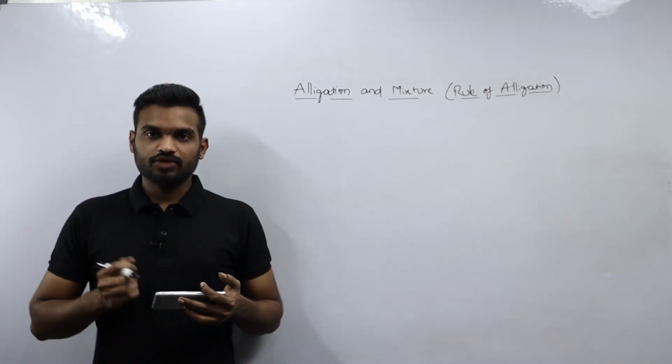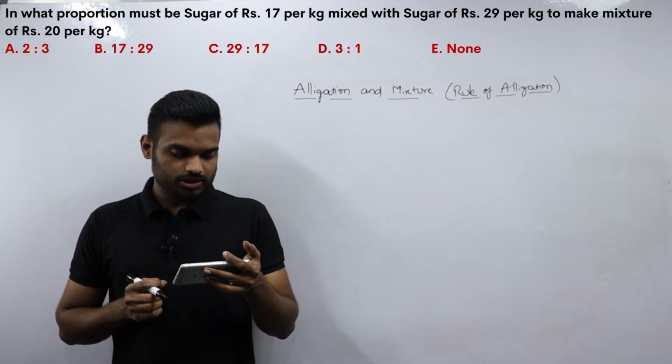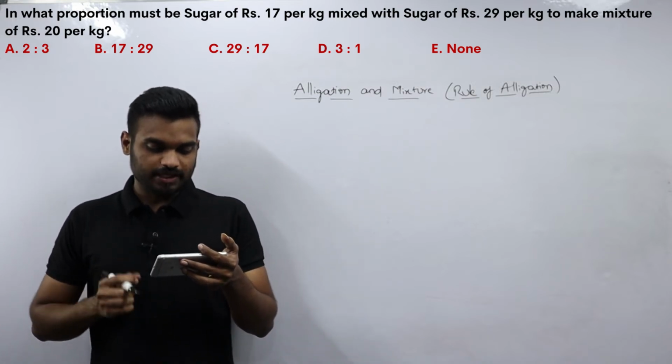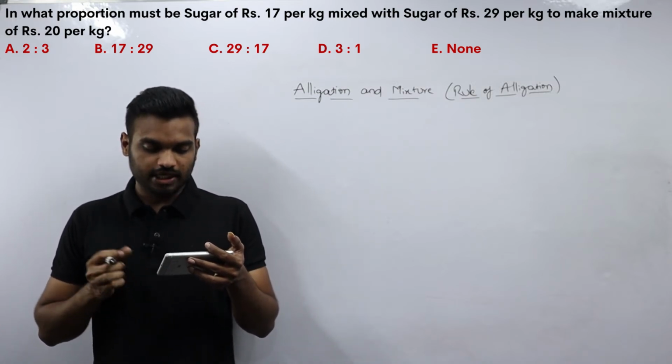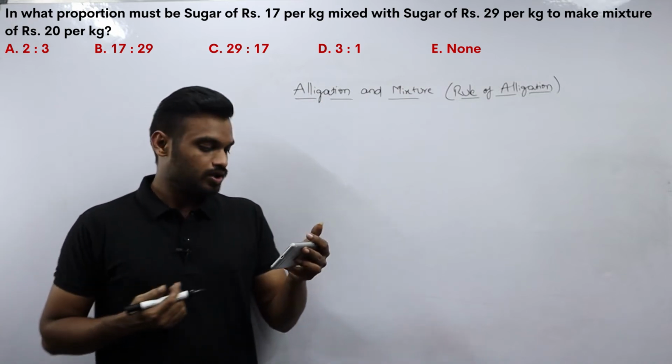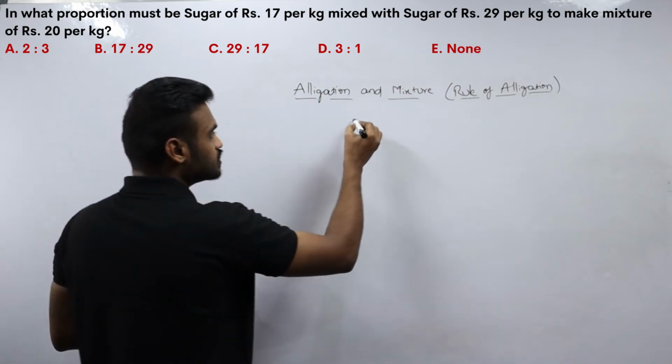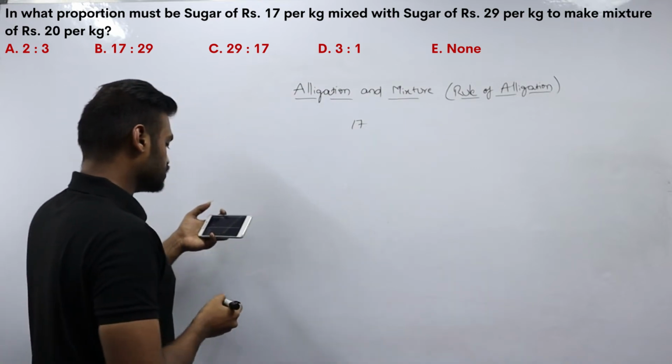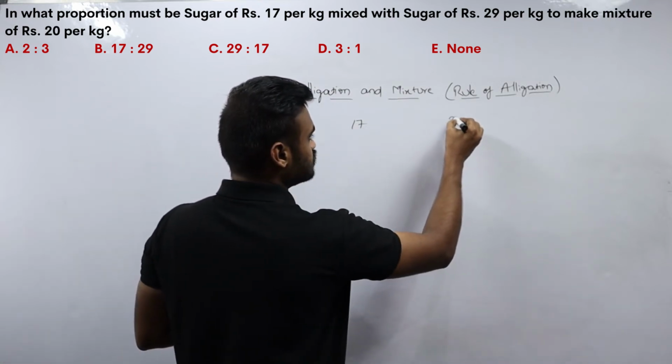Now let's solve the second question. They are asking in what proportion sugar of 17 rupees per kg must be mixed with sugar of 29 rupees per kg to make a mixture of 20 rupees per kg. So sugar of 17 rupees per kg is mixed with 29 rupees per kg.